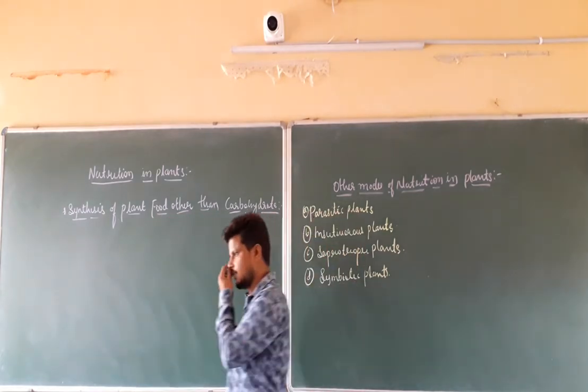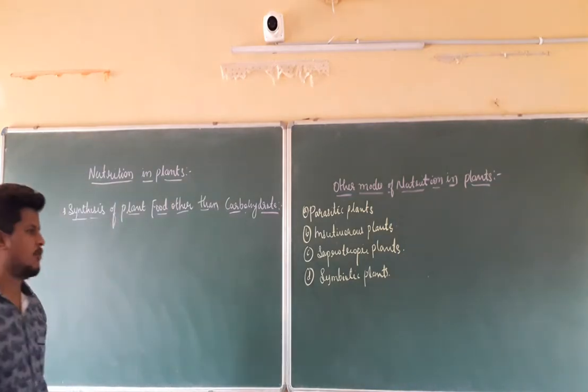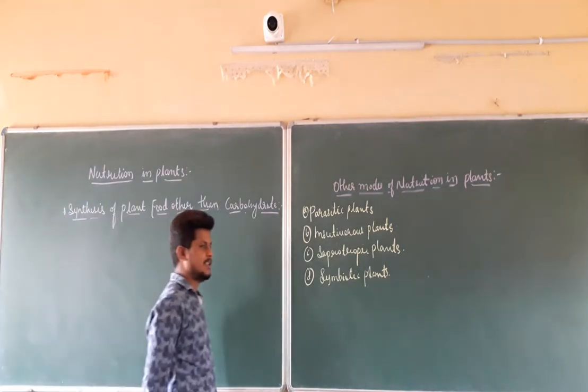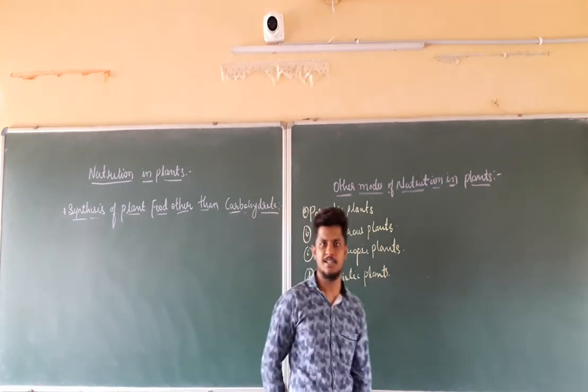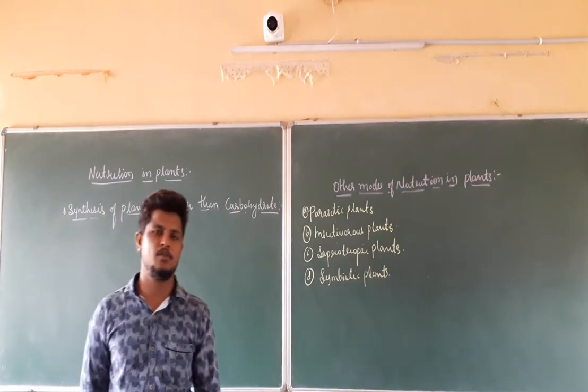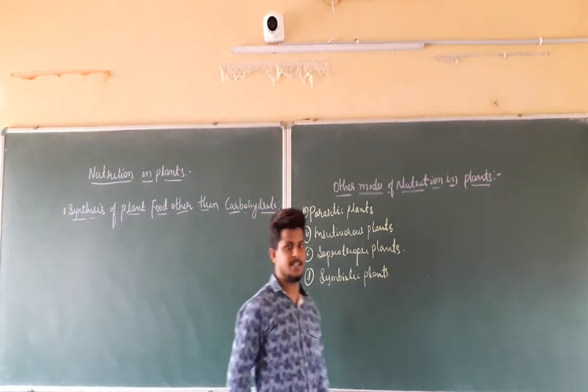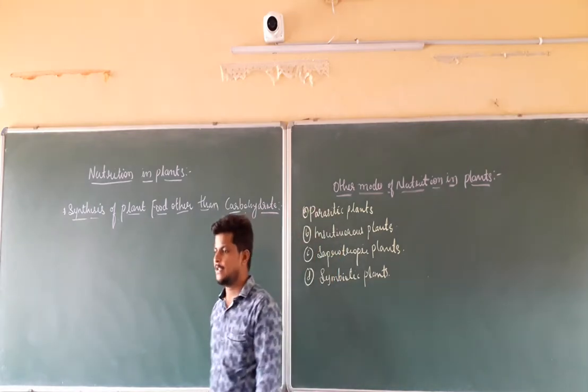In the last class, we started with the topic of nutrition in plants. We discussed that plants follow autotrophic nutrition. Therefore, plants are known as autotrophs. Right? They prepare their own food by themselves. That preparation of food is named photosynthesis.